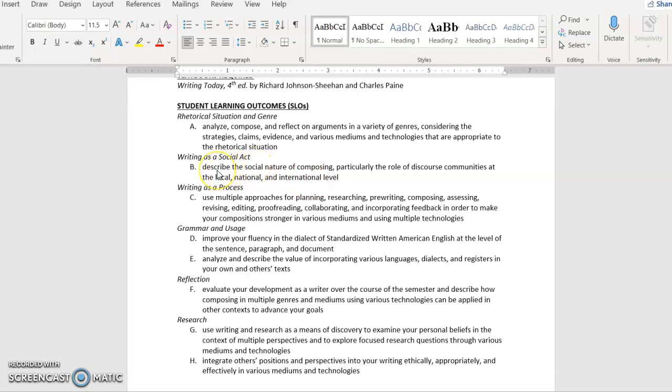And so when you write, if you're writing as an insider for a sci-fi magazine, you can just throw out the word space opera or steampunk or splatterpunk or all these different types of words that you can't just throw out there if you're writing for a more generalized audience. In that case, you have to actually explain what these terms mean. So basically, your SLO-B, writing as a social act, is to start thinking about and understanding the way that your writing is a social act, talking to specific audiences.